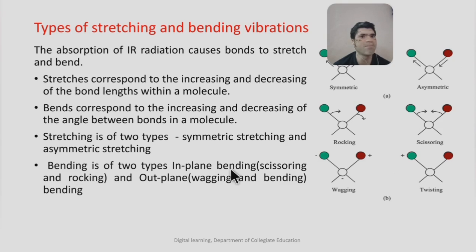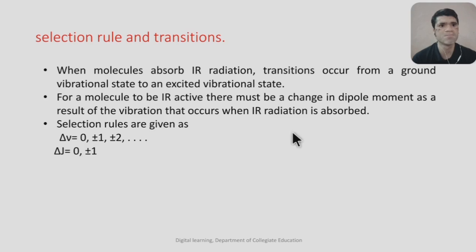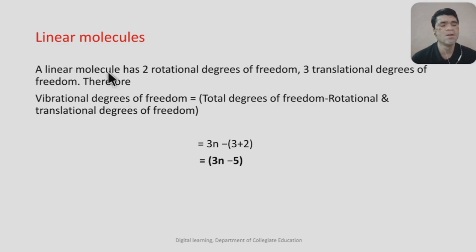One is in-plane bending. In-plane bending can be scissoring and rocking. The other is out-of-plane bending. Out-of-plane bending is wagging and twisting. So these are the types of stretching and bending which take place in the molecule on absorption of radiation. So these are the selection rules. Let us see some examples.